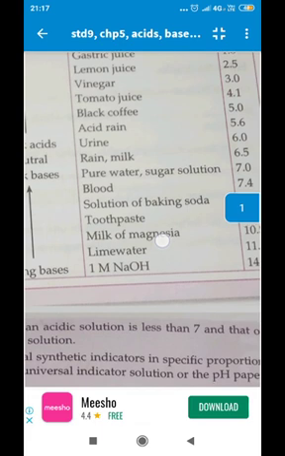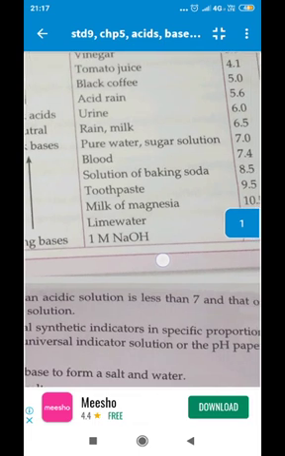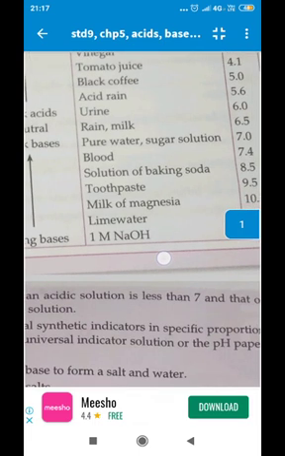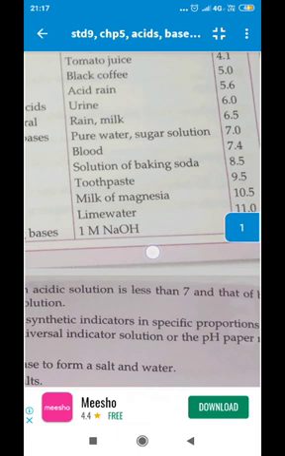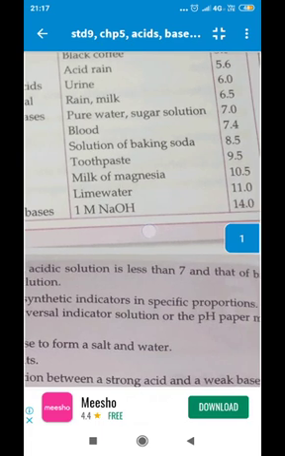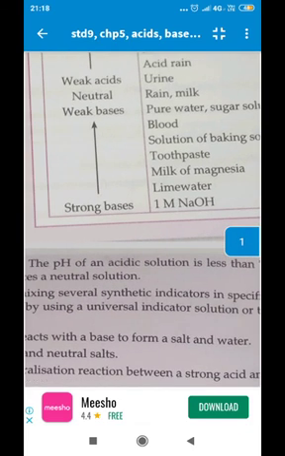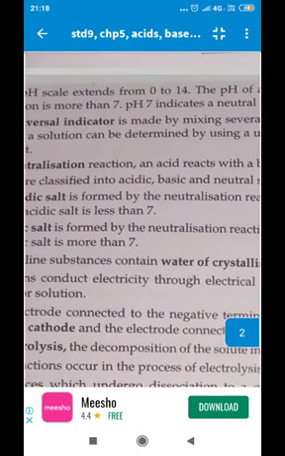milk 6.5. Pure water or sugar solution is neutral, neither acidic nor basic. And blood is 7.4 pH. Solution of baking soda 8.5, which is a weak base. Toothpaste 9.5, weak base. Then milk of magnesia, weak base. But from 11, 12, 13, 14, there are strong bases: lime water and sodium hydroxide of 1 molar, a very strong base.